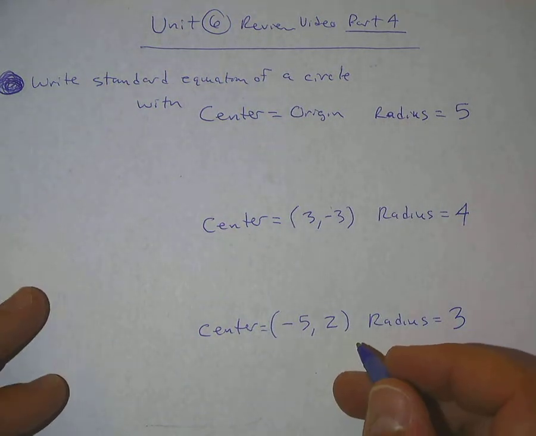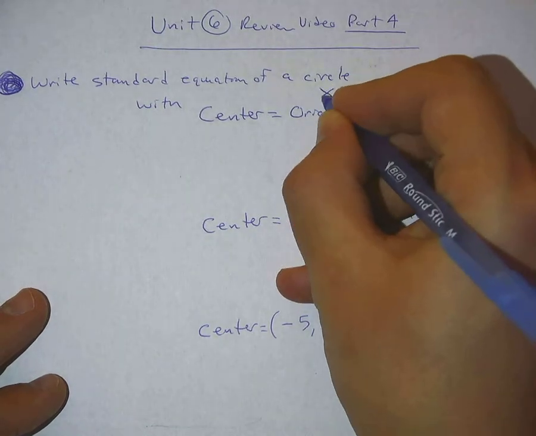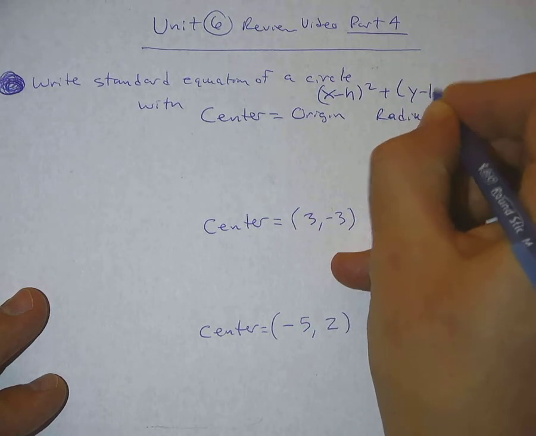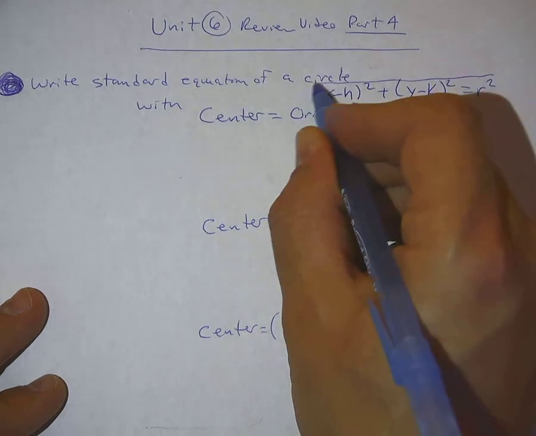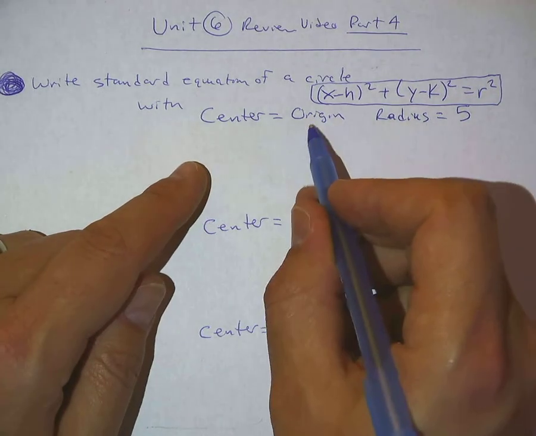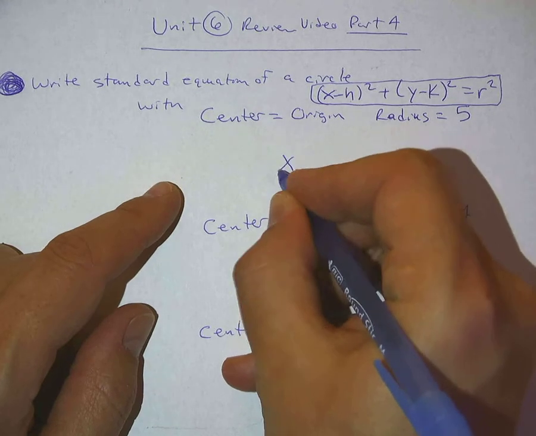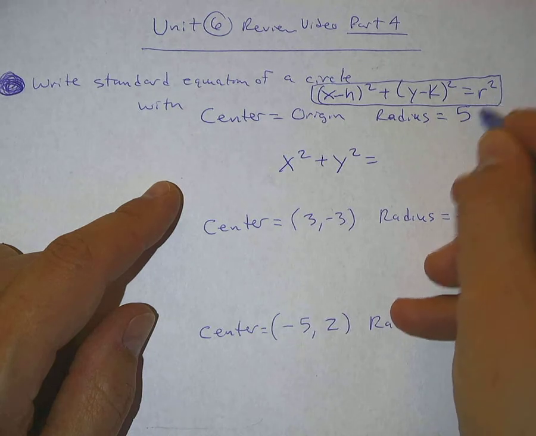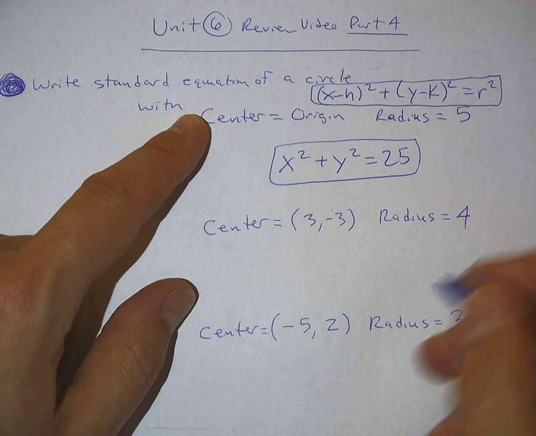So first of all, the standard equation for a circle is (x minus h) squared plus (y minus k) squared equals r squared. So that's going to be important to do these problems that we're going to do right here. Now if the center is at the origin, that means h and k are 0. Our equation is going to be x squared plus y squared equals 5 squared, which is 25. And that would be our answer for this first question right here.